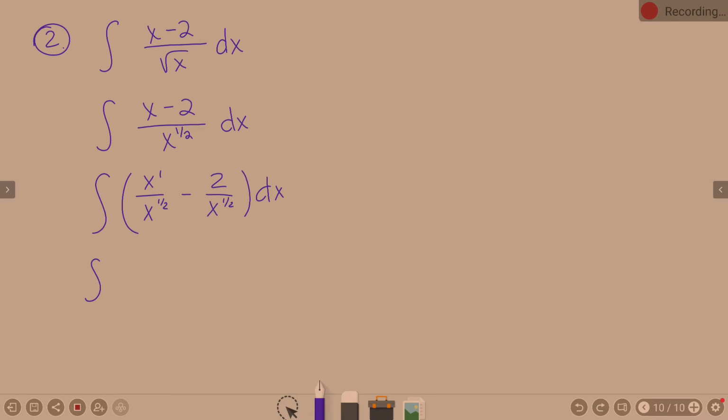Because now if I clean this up, what is x to the first divided by x to the 1/2? Well, if the base is the same, subtract the exponents. 1 minus 1/2 is x to the 1/2. I can integrate x to the 1/2, can't I?